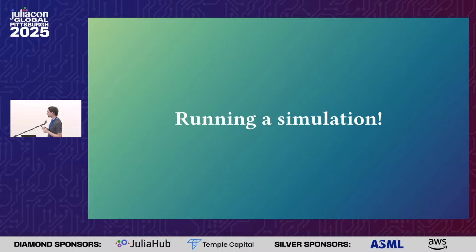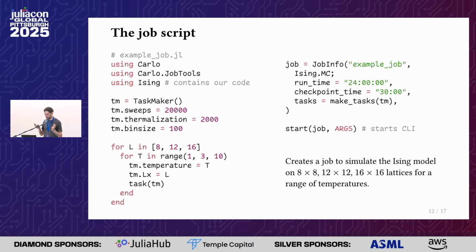And now the reward for going through this implementation part of the talk is we get to run some simulations. Let's start with the Ising code that we just implemented. The way Carlo is structured, it's meant to be used with MPI. So the whole recommended workflow is to write a job script that you can then later run with mpirun. And that works like this. You start by importing Carlo and Carlo job tools, and then this Ising code, imagine everything we just wrote is in a module called Ising. Import that as well.